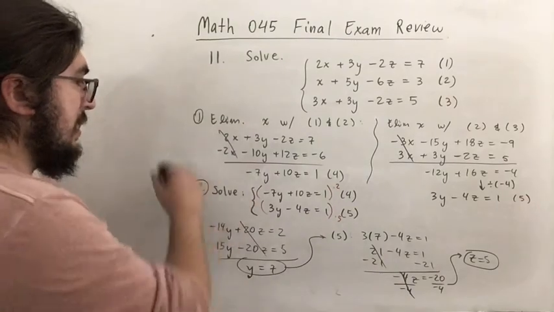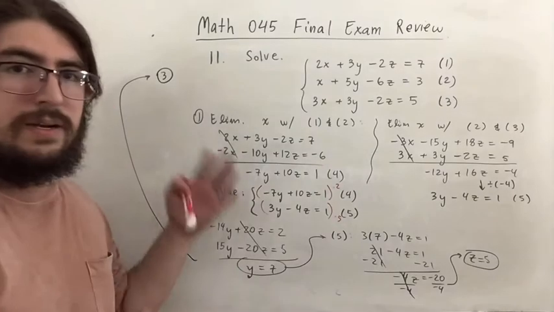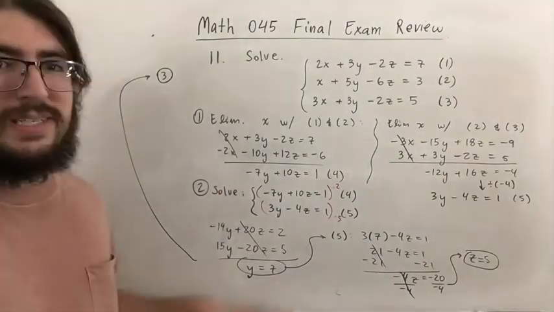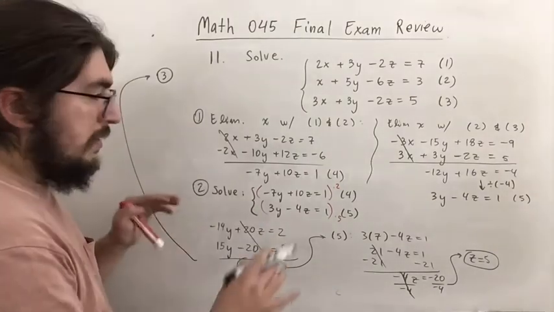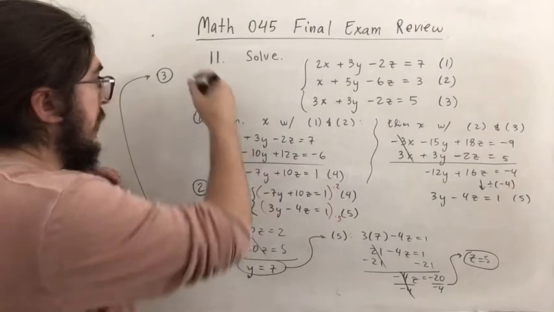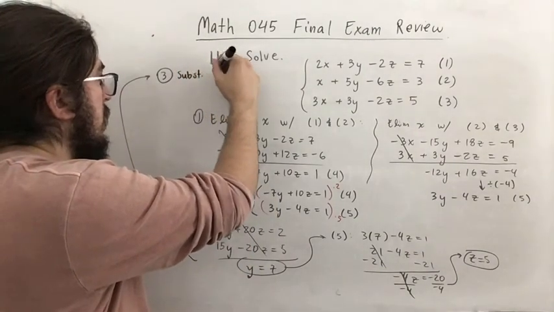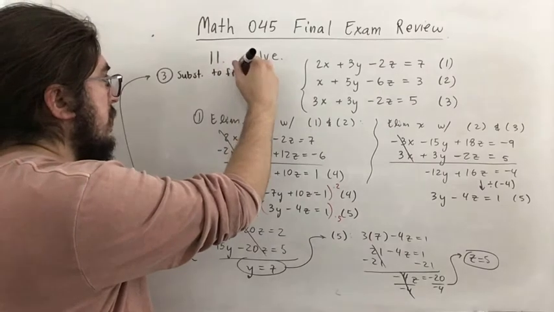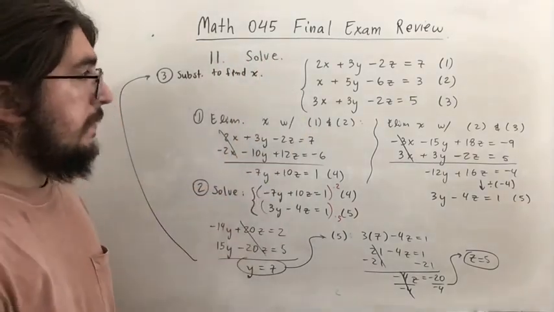So I'm actually going to write this step up above, if that's okay, just because of space, and I don't want to go to another board or use this tiny space below. So step 3 now is to plug these solutions in to find our remaining one. So substitute to find x. And that'll finish off our ordered triple x, y, z.